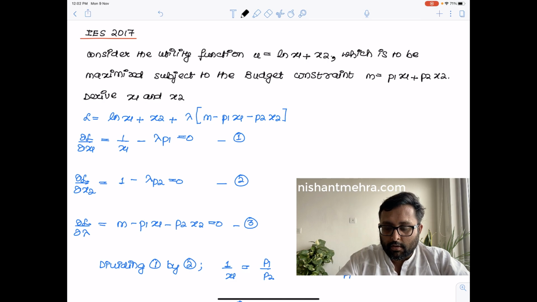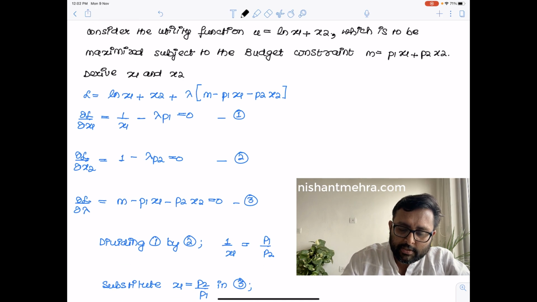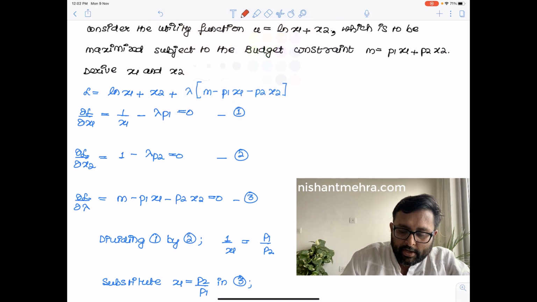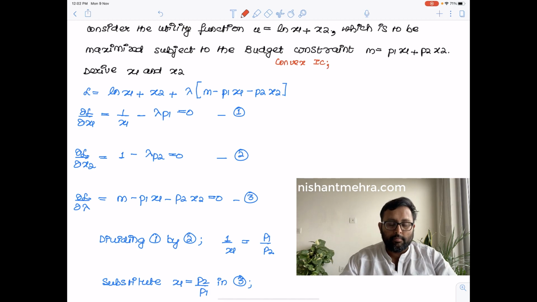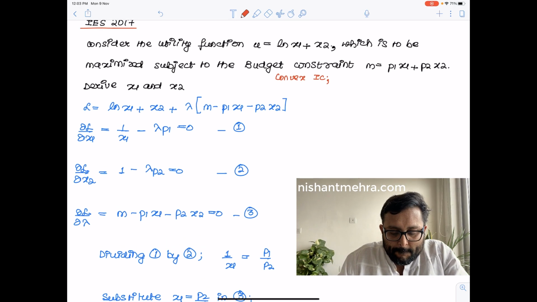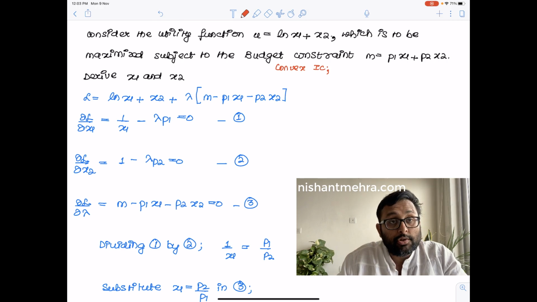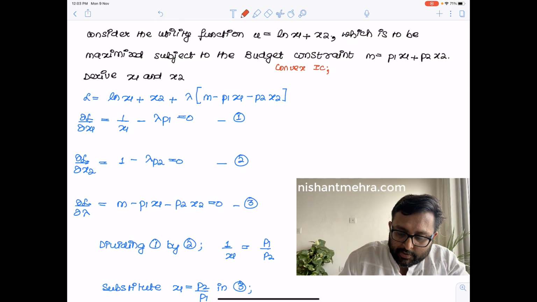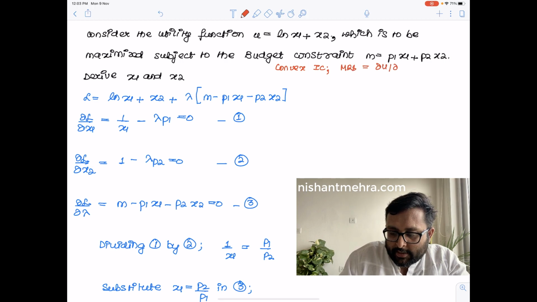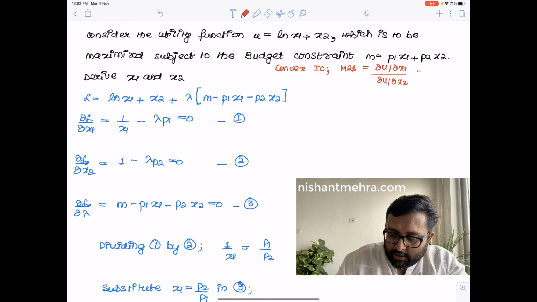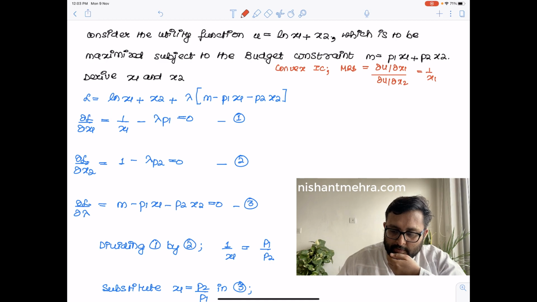So again, are these convex indifference curves? How do we know whether these are convex indifference curves? Because only if they are convex indifference curves can we use the Lagrange. So how do you know? We'll find out the MRS. What is the MRS? Del u by del x1 whole upon del u by del x2. What is del u by del x1? 1 upon x1, and del u by del x2 is 1. So it is 1 upon x1.